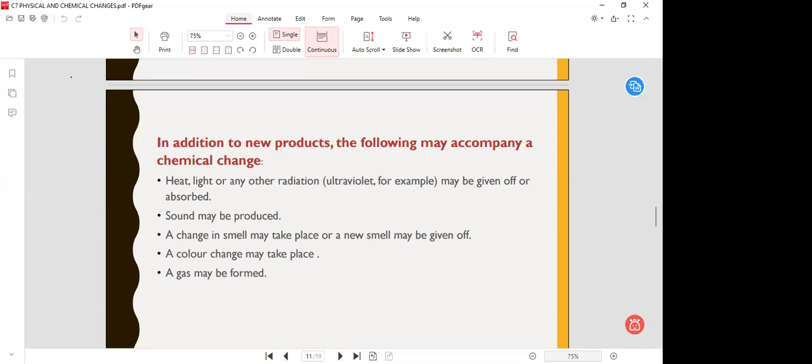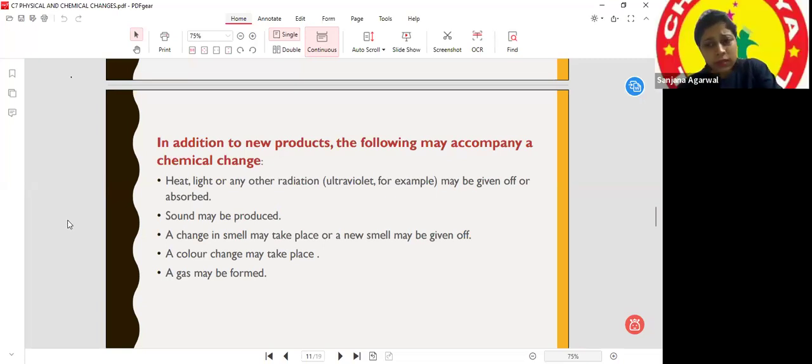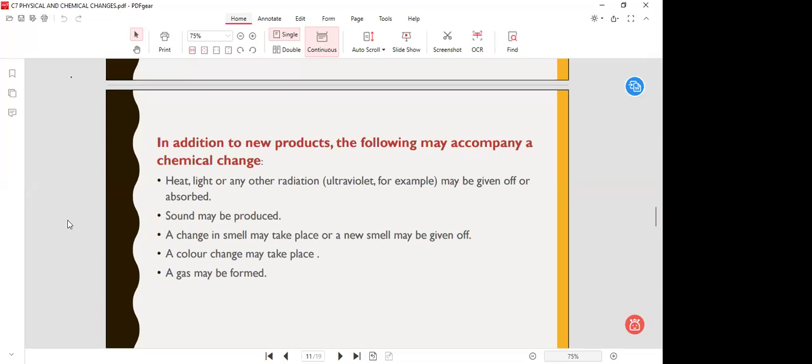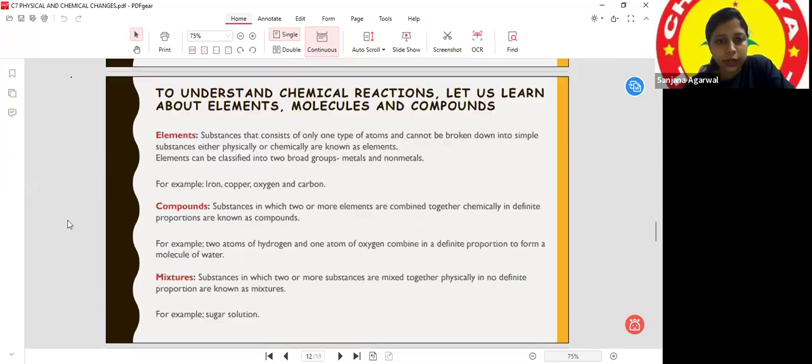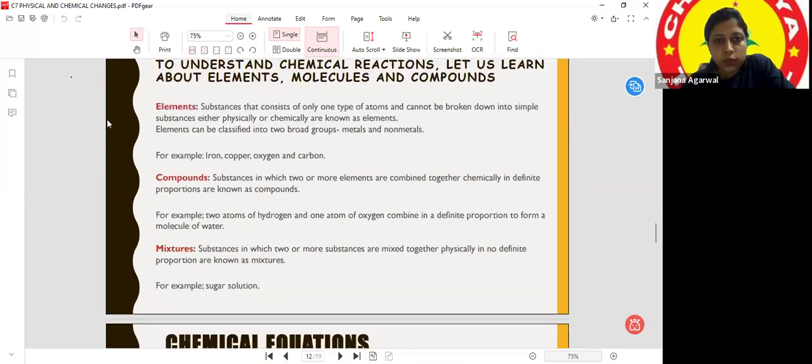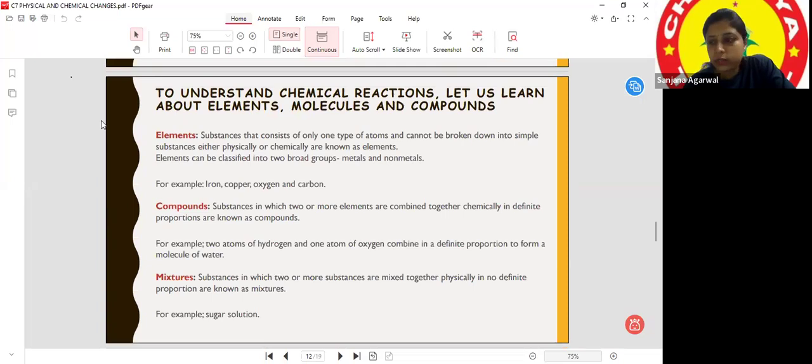Ma'am, can we say compounds are mixtures? Pardon? Could we say that compounds are mixtures? Yes, compounds, yes. That's what I meant to tell you. So go through the definition, please.